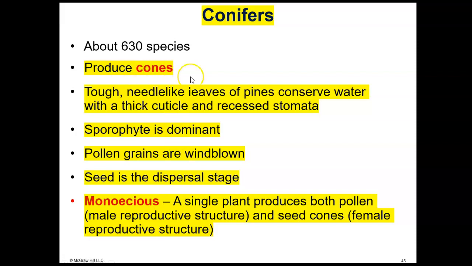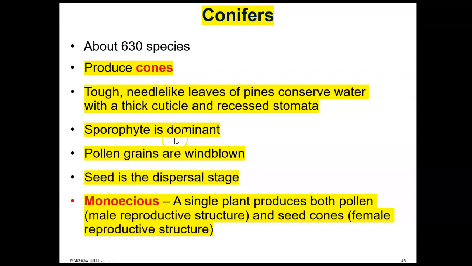So conifers always produce cones. That's where their name comes from. They also produce tough needle-like leaves, which help conserve water. These needle-like leaves have a thick cuticle and recessed stomata.